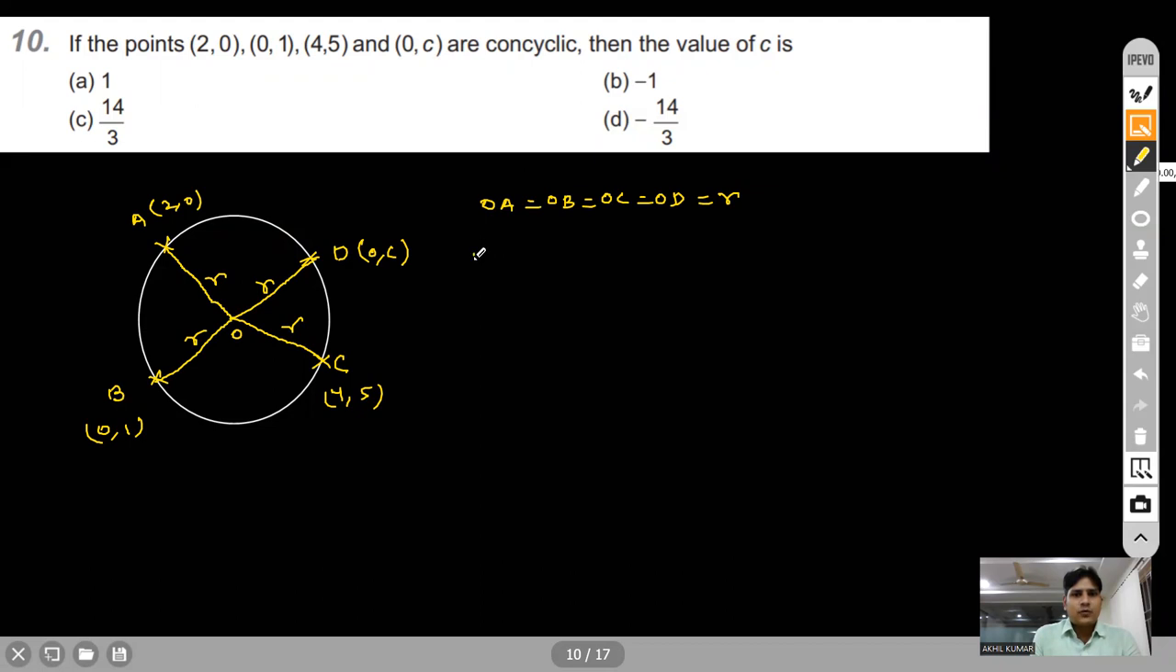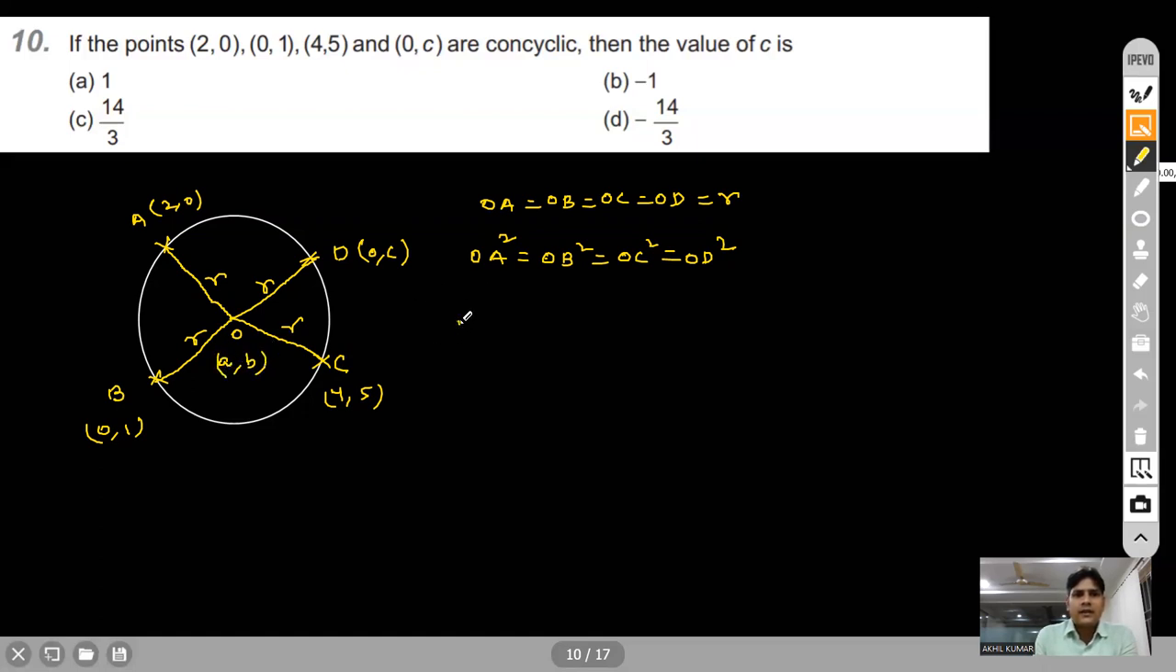Now, let me find this OA first. Or we can say square it. So OA squared is equal to OB squared, is equal to OC squared, is equal to OD squared. We can say this also. So we will get rid of this under root thing. Then I have to assume some coordinates of O, no? So let me take it as A comma B. We can do that because C is here. So we can take it as A comma B, not an issue.